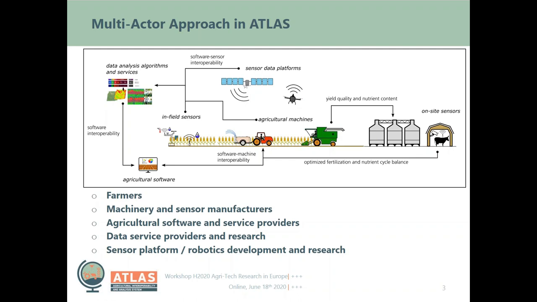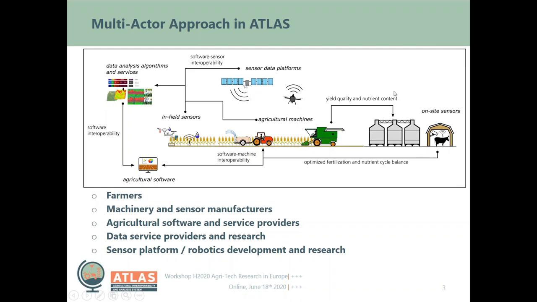So we understand the multi-actor approach also to be working on multiple aspects of the agricultural value chain. And as you can see here in the image, the fork is still a missing component. We are looking at all the machines, the sensors, which will then be enabled to work on the field. And then after harvest, the yield is also on the farm. Currently, we stop there in ATLAS.